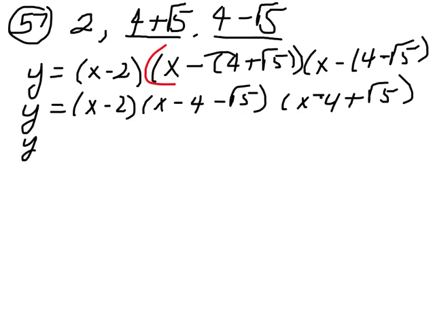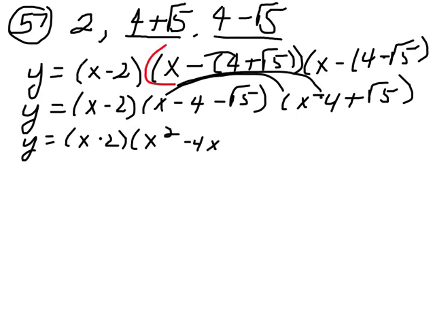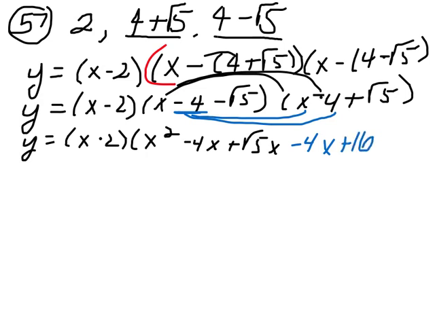So if I wanted to multiply this out, I would have x minus 2, and then I'd have to go x squared minus 4x plus square root of 5x. Okay, now that was just multiplying the x times all that. Now I'm going to multiply this negative 4. Negative 4x. Negative 4 times negative 4 is a positive 16. Negative 4 times square root of 5 would be negative 4 square roots of 5. Okay, so now I did that one.